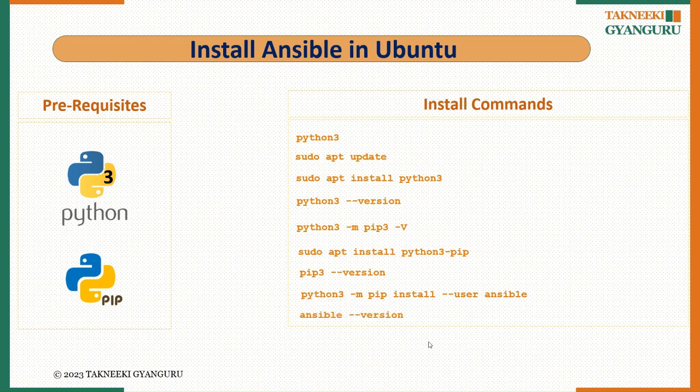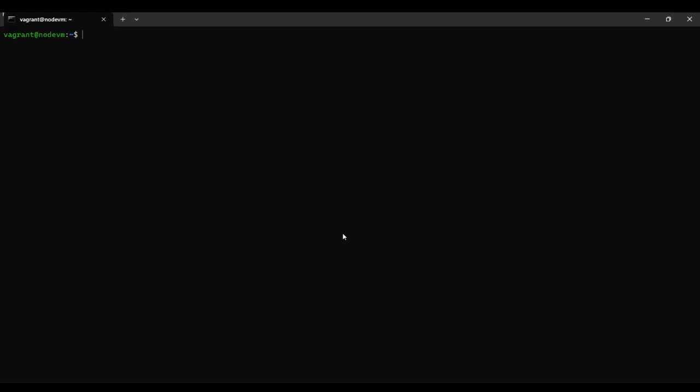Let's move to Ubuntu and check how we can install Ansible. Now we are in the command prompt in Ubuntu. Let's check whether Ansible is installed or not. Type ansible --version and enter. That says command not found, so Ansible isn't installed.